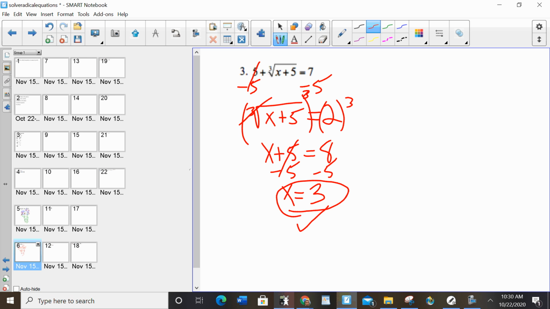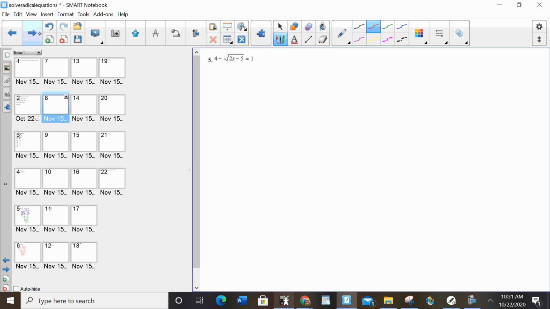Cubed root's not really super important. In fact, I feel like I could probably take these examples out. They don't come up on the regents, but I figured I'd throw them in just in case. Alright, let's jump ahead to number 4. Let's jump right ahead to number 9.